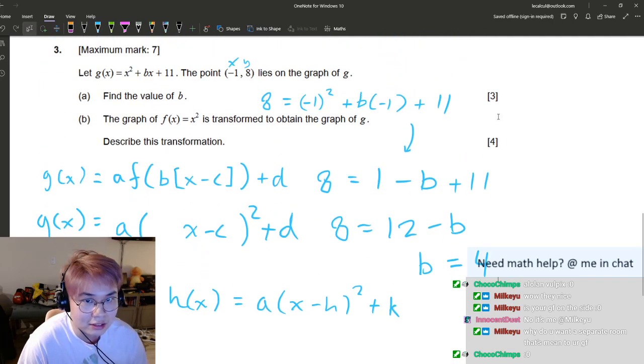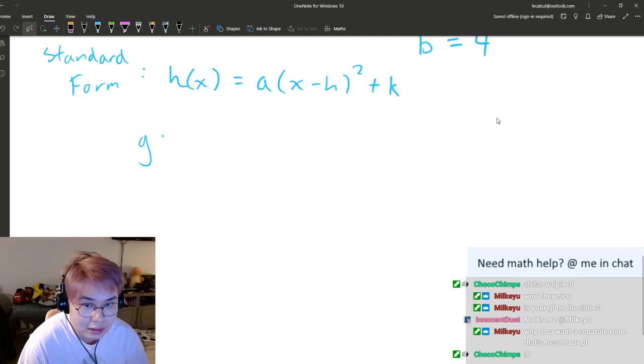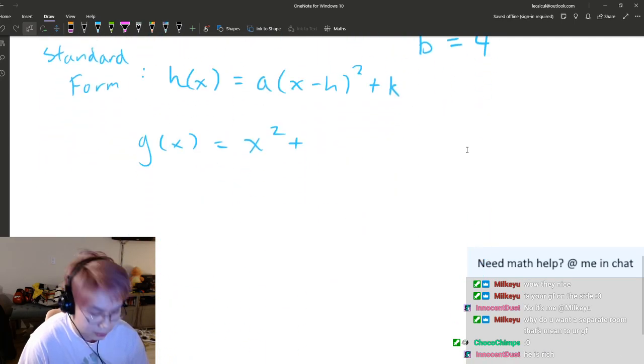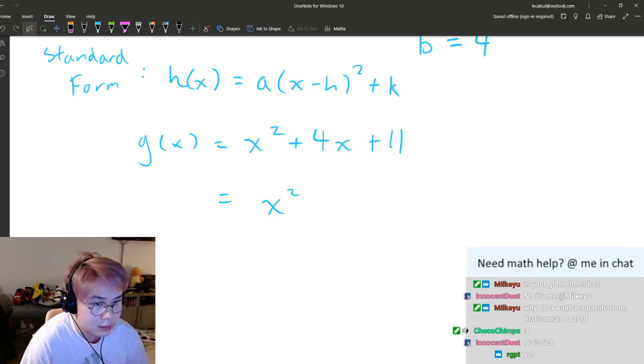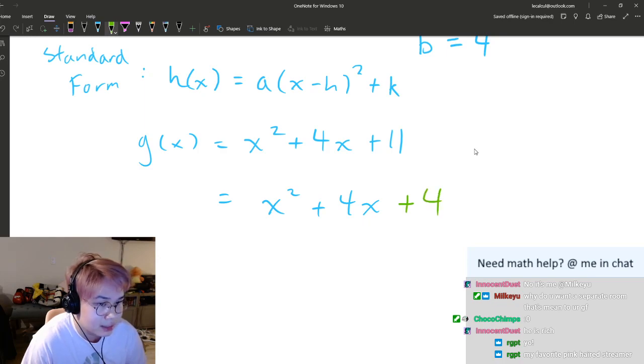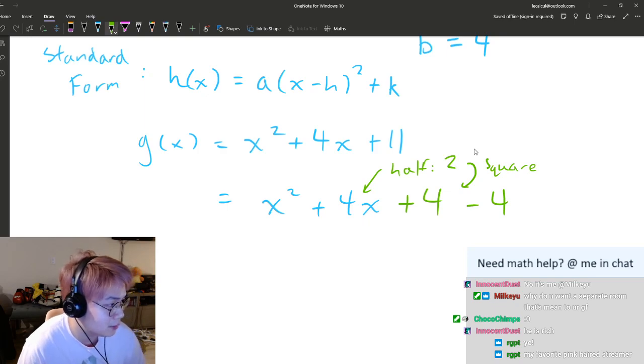So anyways, that's what I'm gonna do. G, which is x squared plus 4x plus 11. I need to complete this square. So that's easy enough to do. And then what you can do is, some people teach this as you create a perfect trinomial. So then you take half of this value, which is 2, and then you square it. And then you also need to subtract 4 because we can't just be changing it.